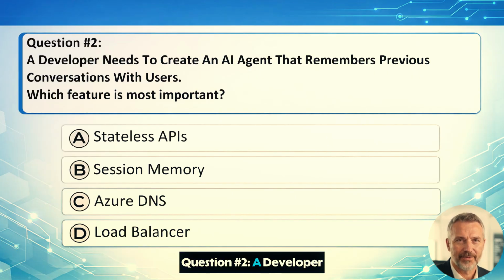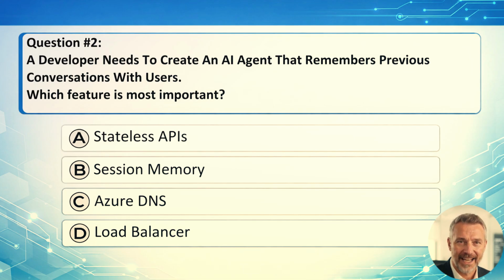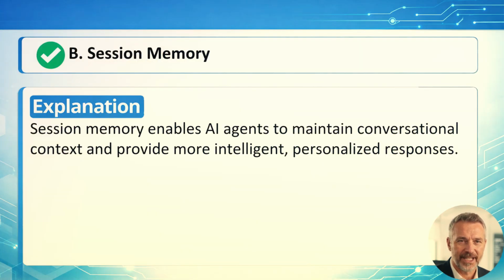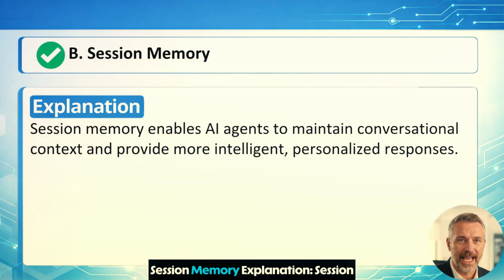Question number 2. A developer needs to create an AI agent that remembers previous conversations with users. Which feature is most important? A. Stateless APIs. B. Session memory. C. Azure NSG. D. Load balancer. Correct answer, B. Session memory. Explanation: Session memory enables AI agents to maintain conversational context and provide more intelligent, personalized responses.